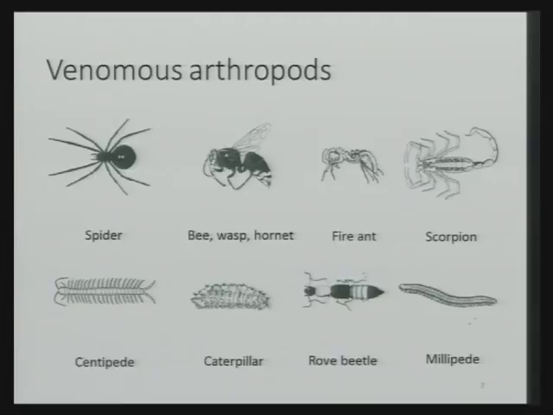So there are thousands of venomous arthropods. These are some important venomous arthropods found in Thailand. Spider, bee, wasp, hornet, fire ant, scorpion, and so on. Could you give a Thai name for each of them? What is it? Bee? Wasp? Hornet? Fire ant? Motkan fai. Scorpion? Centipede? Centipede is akab. Caterpillar? Boom. Roof beetle? Yes. Good. And millipede? Millipede is gingu. Okay. You should know the Thai name or common name because patients know. They only know Thai names. Okay?